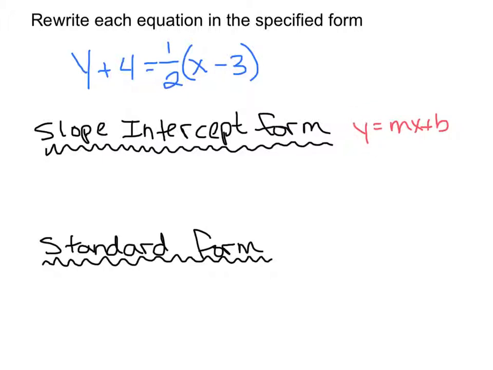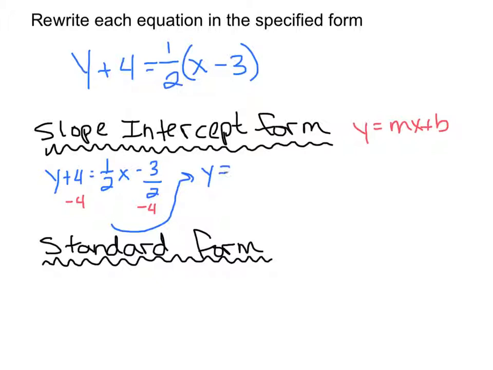So let's distribute this 1/2 right away. We have y plus 4 equals 1/2 x minus 3/2. Now we need to get rid of this 4 right here, so we're going to subtract it from both sides, and bring it up here to save room.